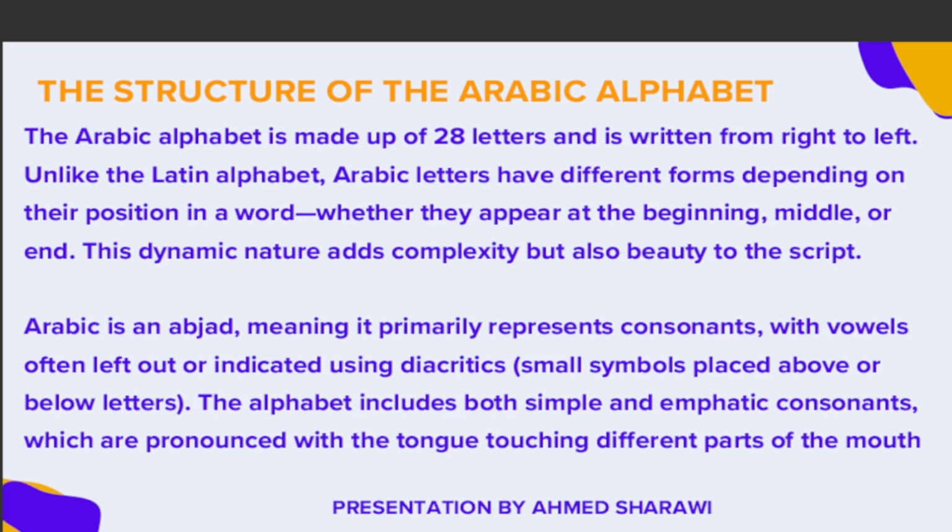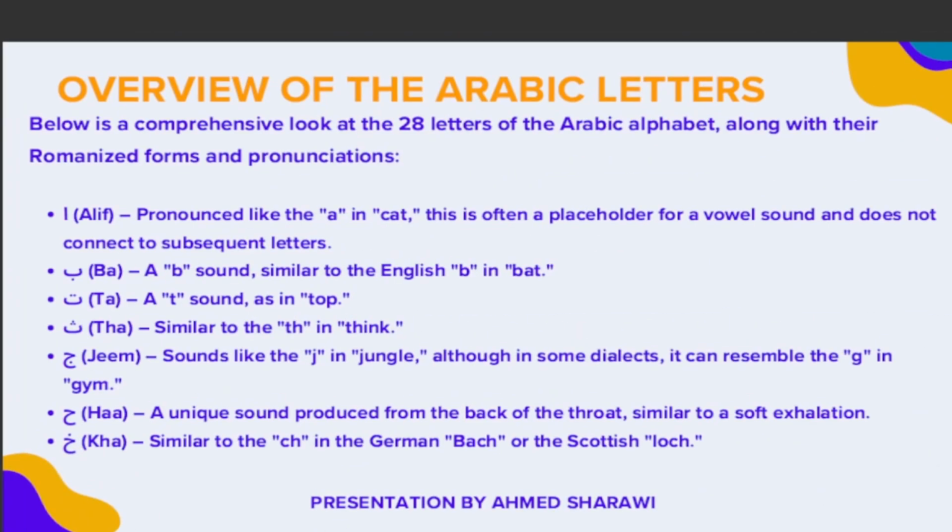Arabic is an abjad, meaning it primarily represents consonants, with vowels often left out or indicated using diacritics, small symbols placed above or below letters. The alphabet includes both simple and emphatic consonants, which are pronounced with the tongue touching different parts of the mouth.